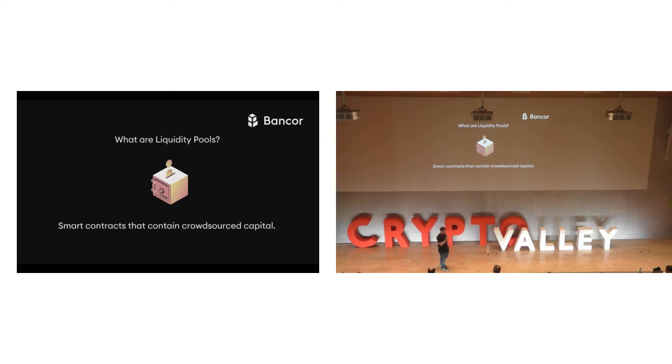I think that this is a helpful generic term for a liquidity pool because it covers all kinds of different use cases. For example, a lending protocol could be called a liquidity pool, or a yield aggregator could be called a liquidity pool.